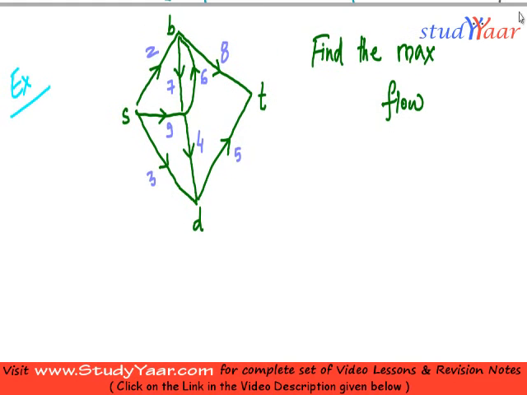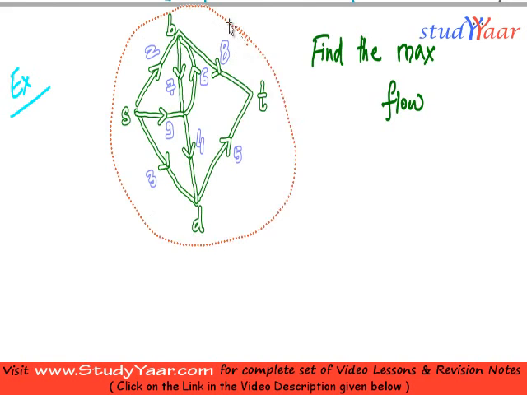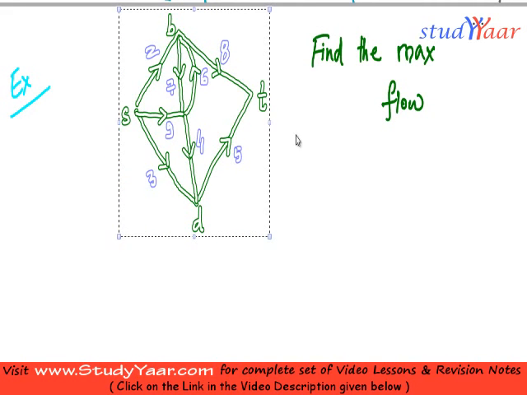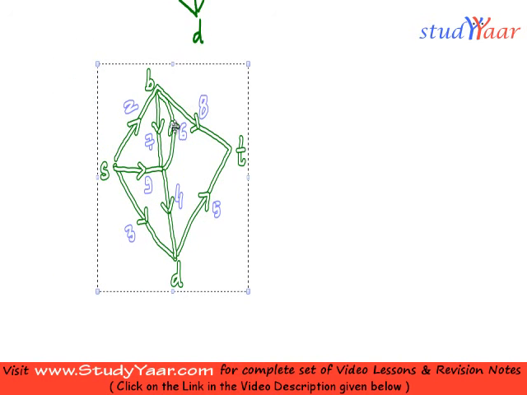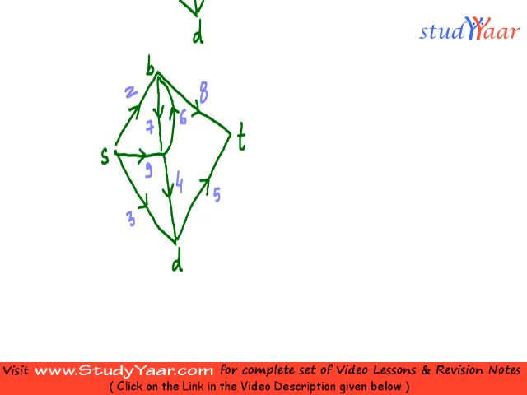My first step would be to give a flow of 0 to all the edges. So let me do that first. Let me just paste it over here. And over here I am going to give a flow of 0. So let us suppose I give a 0 over here, 0, 0, 0, 0, 0, 0 and 0. Now I have given a flow of 0 to all the edges.